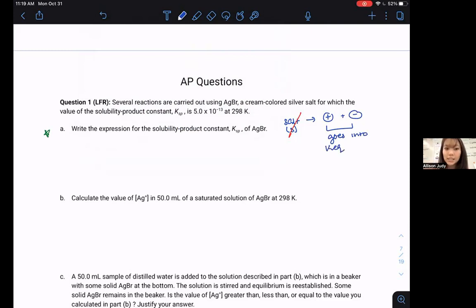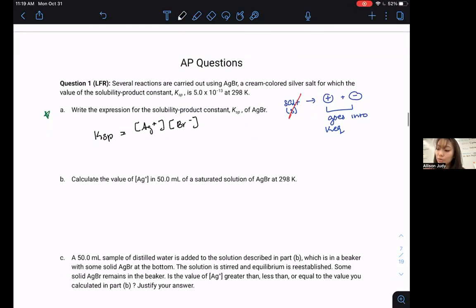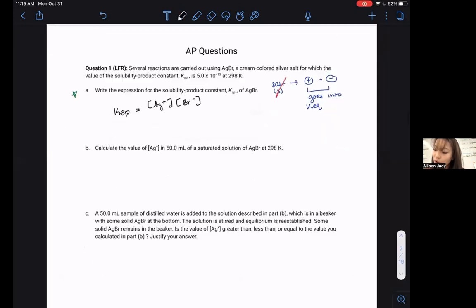So what we see is that the KSP for this is the concentration of Ag plus cation raised to its coefficient, which is 1, because it's a 1-to-1 ratio of Ag and Br ion, times the concentration of the bromine ion raised to its coefficient of 1 also. And that is your KSP. So nice and easy, right? Really, really nice.